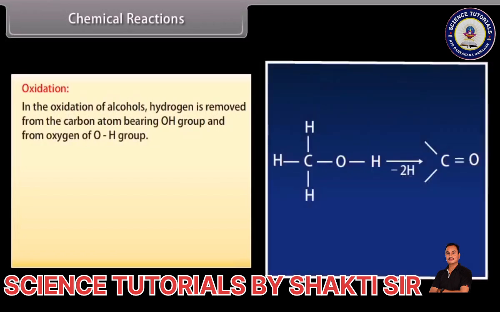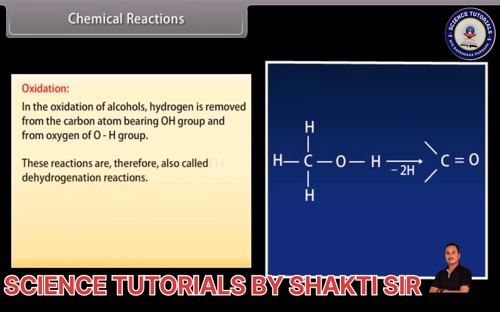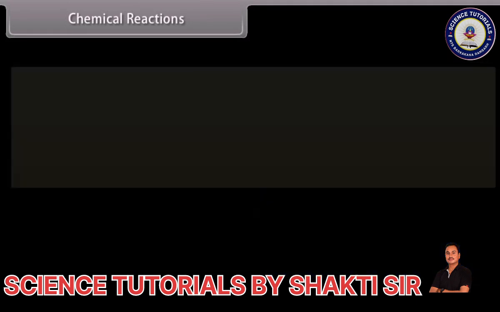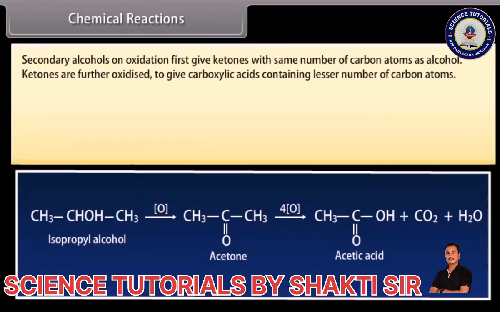Oxidation. In the oxidation of alcohols, hydrogen is removed from the carbon atom bearing OH group and from oxygen of OH group. These reactions are, therefore, also called dehydrogenation reactions. A primary alcohol on oxidation gives an aldehyde which on further oxidation gives an acid, all containing the same number of carbon atoms. Secondary alcohols on oxidation first give ketones with the same number of carbon atoms as the alcohol. Ketones are further oxidized to give carboxylic acids containing lesser number of carbon atoms.